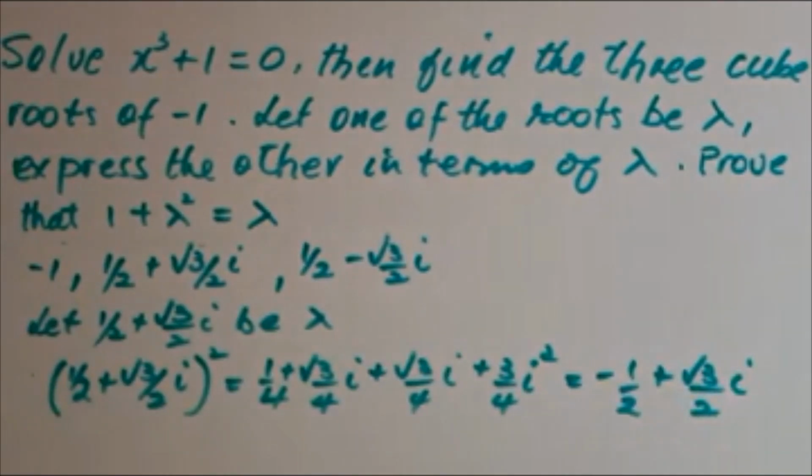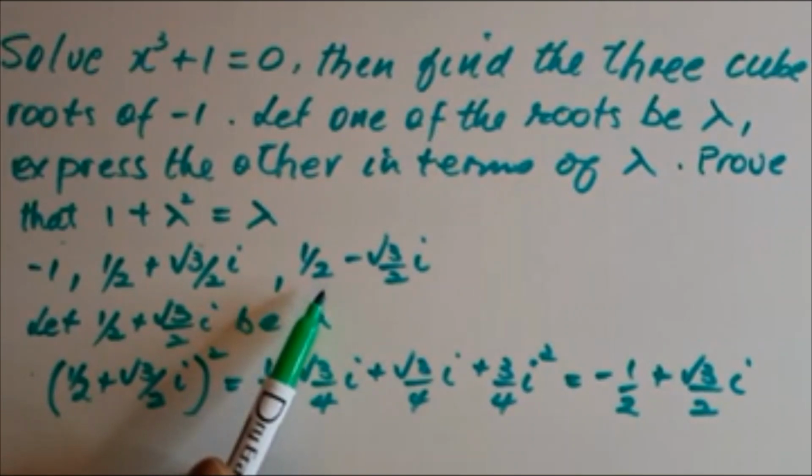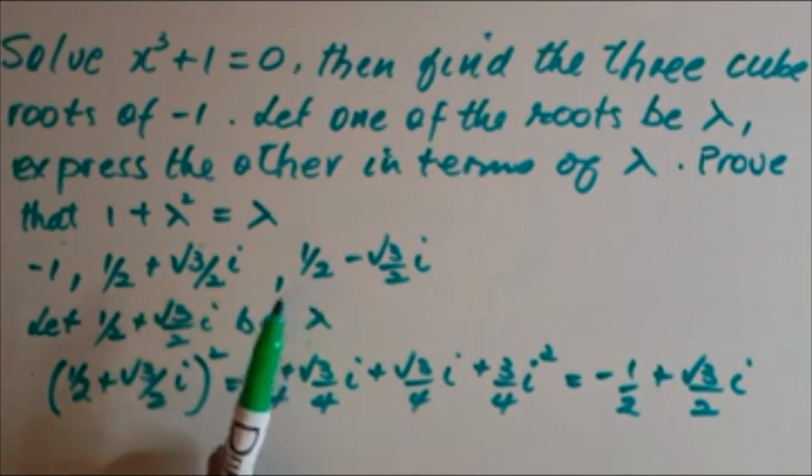Now we need to be able to express one of the roots that we designate as lambda in terms of lambda. Now we started with this, which we call lambda, and we end up with negative a half add root 3 over 2i, but the other root is a half minus root 3 over 2i.